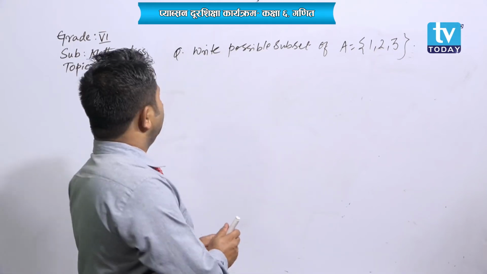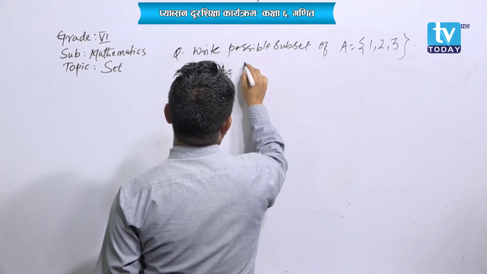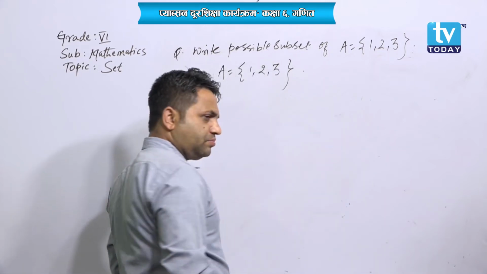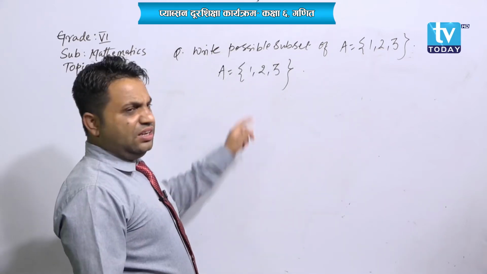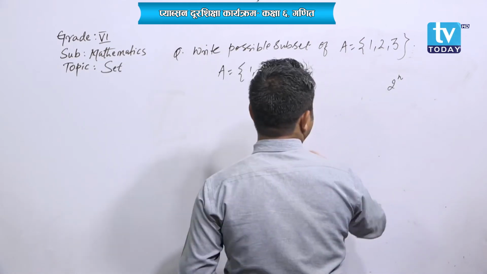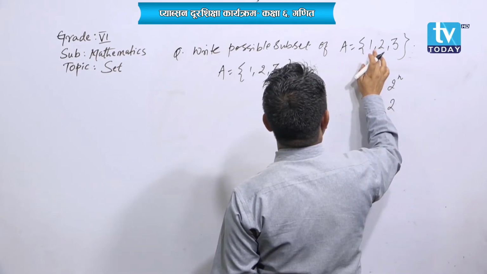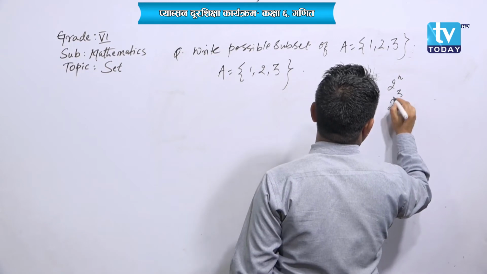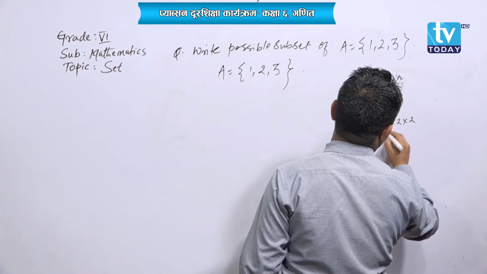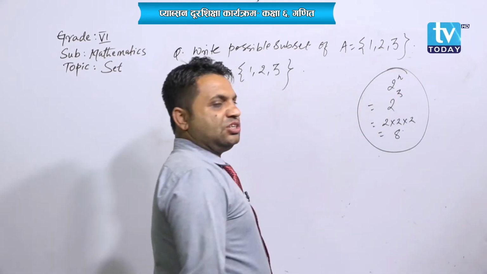Okay, then here it is given that set A equals 1, 2, 3. Then the formula will be 2 raised to the power n. Then how many subsets will you get? 2 raised to the power n, where n is the number of elements. How many elements are there? 1, 2, 3, so 2 cubed, 2 into 2 into 2, equals 8. Then we will get 8 subsets here.